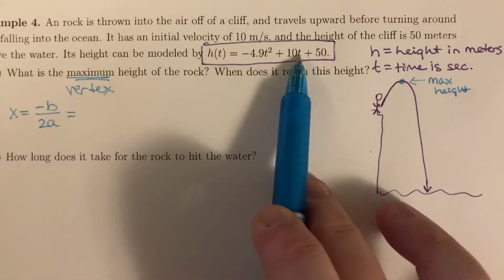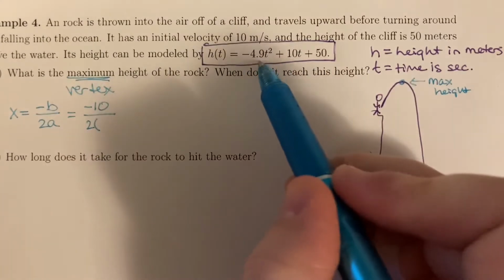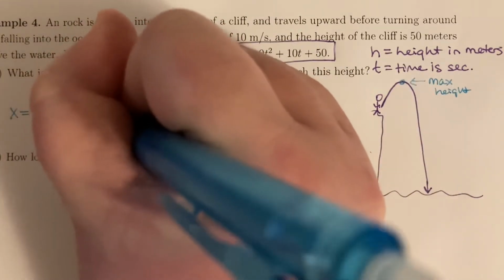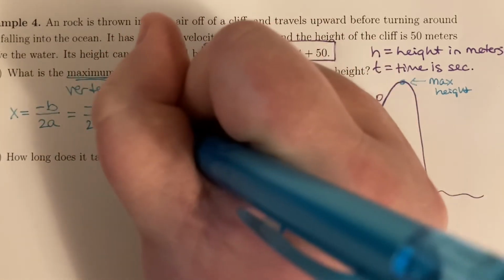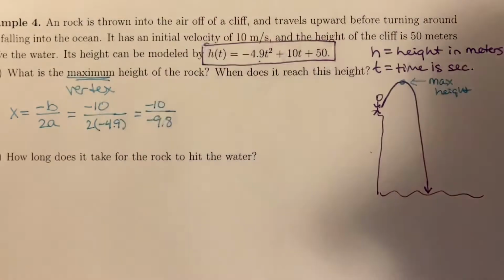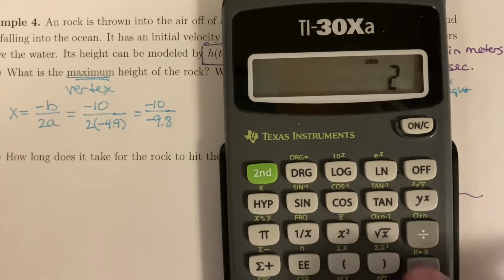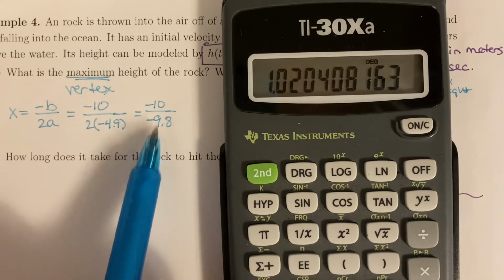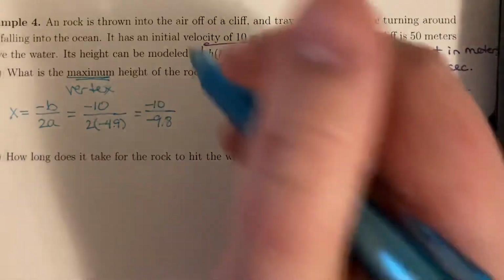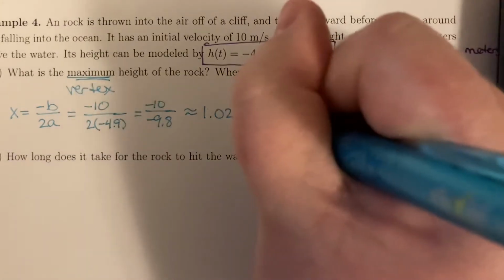So we look on here, the b is 10, so that's negative 10 over 2 times a, which is negative 4.9. So this is negative 10 over negative 9.8, and we use a calculator. You can even double check that I did 2 times 4.9 right. So that's 10 divided by 9.8. I'm not worried too much about the negative signs, because a negative divided by a negative makes a positive anyways. So I get approximately 1.02, and this represents seconds.